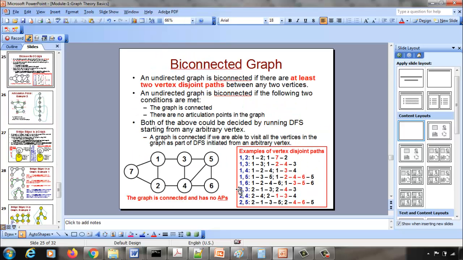So if a graph has no articulation point and it's a connected graph, then the graph is said to be a biconnected graph. So a connected graph with no articulation points can be called a biconnected graph. Now what is a property of a biconnected graph? In a biconnected graph, you have at least two vertex disjoint paths between any two vertices.